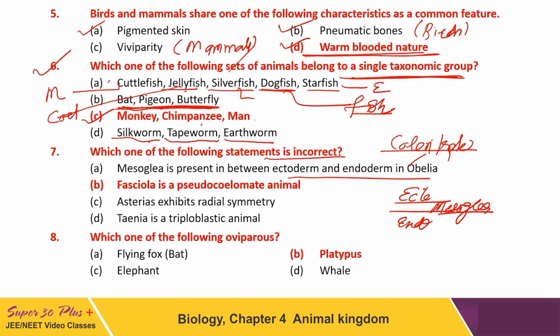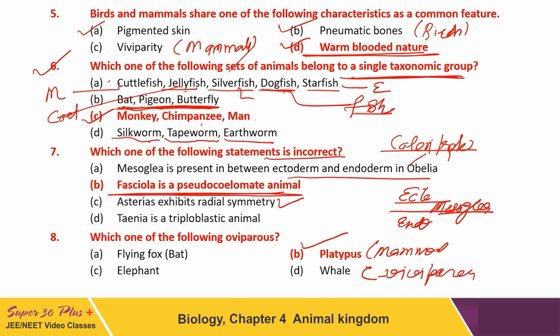Is it right? Asterias exhibits radial symmetry. This is right. Okay. We have to find out the incorrect statement. So that is Fasciola is pseudocoelomate. Fasciola is not pseudocoelomate. No, this is the incorrect statement. Which one of the following is oviparous? Platypus. Platypus is a mammal. That is an oviparous mammal. Whale is viviparous. Is it viviparous? This one is. Flying fox, viviparous. All these are viviparous, right?